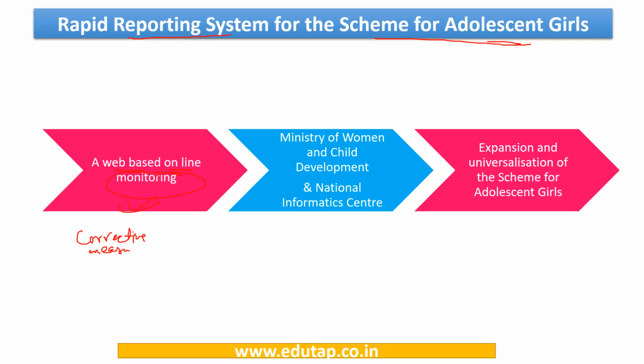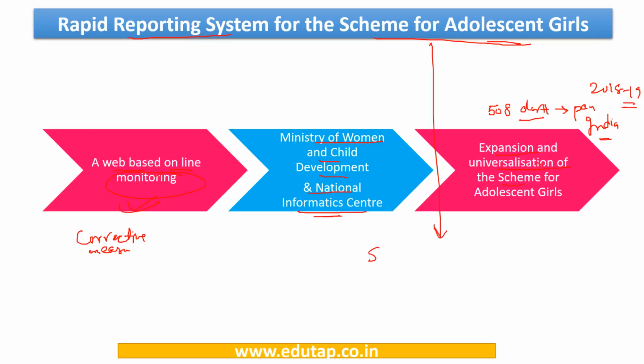This portal or system has been developed by the Ministry of Women and Child Development in collaboration with the National Informatics Center. The government has also approved the expansion and universalization of this particular scheme in a phased manner. That is, presently the scheme is being implemented in selected 508 districts of the country, but in a phased manner this will be extended to the pan-India level. That is, it will be implemented across India in all the districts by the 2018-2019 financial year. So let us now briefly discuss this scheme.